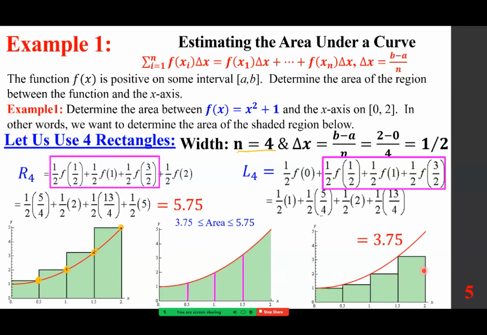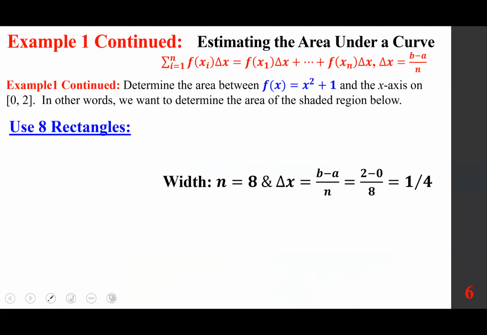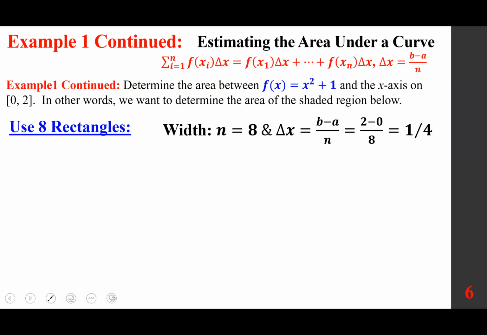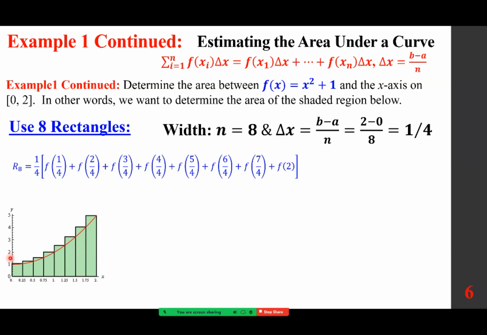We're going to repeat the same process, class. This time we're going to go with n equals 8 because I want to demonstrate what happens when we go with a larger n. So delta x is b minus a, or 2 minus 0, divided by n or 8, which gives us 1/4. So the width is getting smaller, everybody. So it looks like this for the right endpoints, R sub 8. It's going to be 1/4 times f of all of these points except the first point, and that gives us an answer.